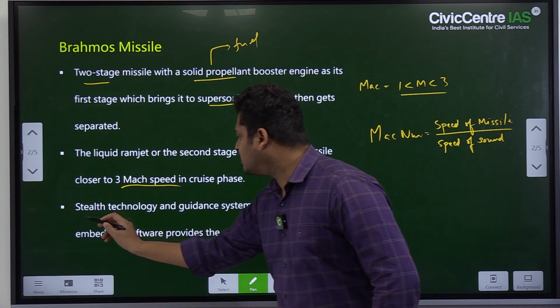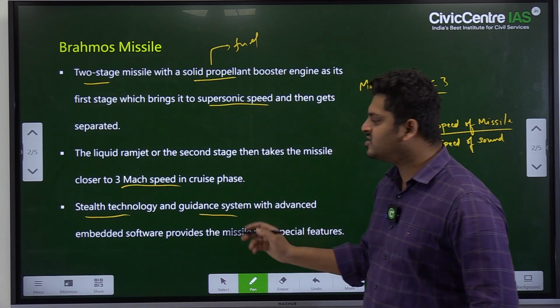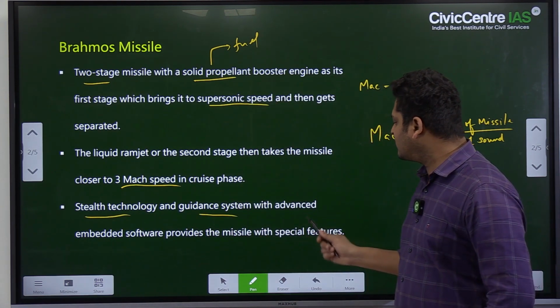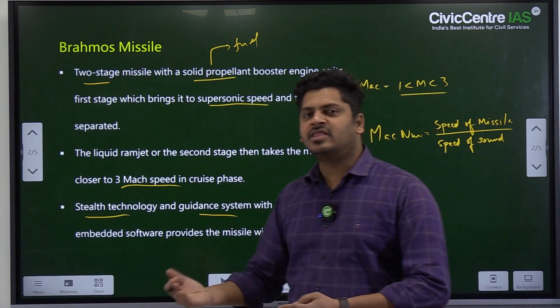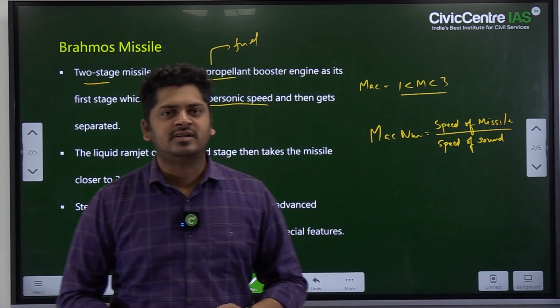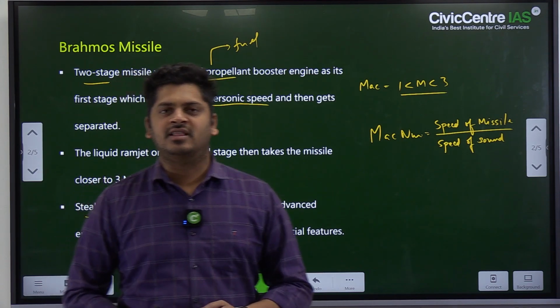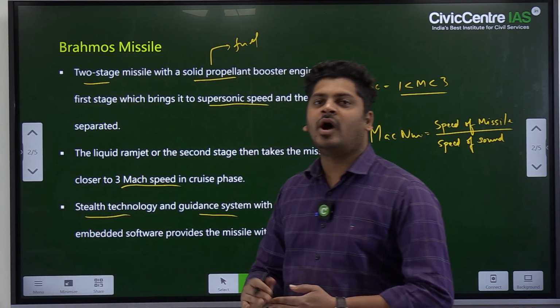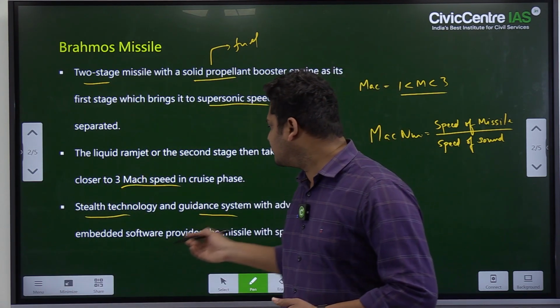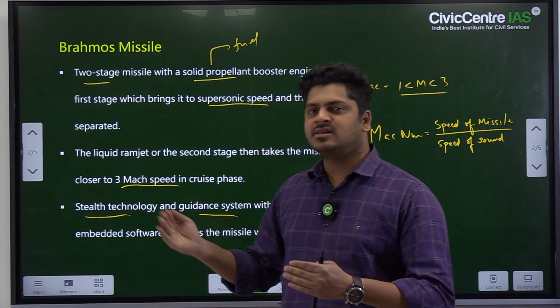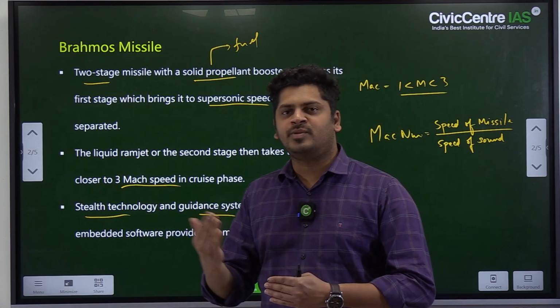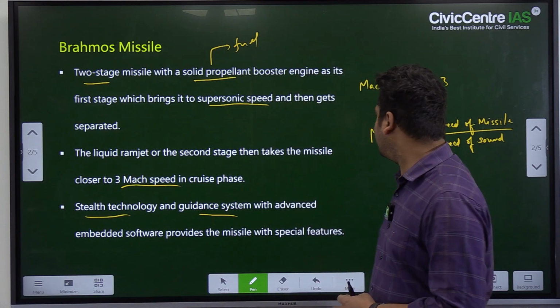The stealth technology and the guidance system with advanced embedded software provides the missile with special features. So what is this stealth technology? Stealth technology is nothing but the ability of the missile, or the missile's capability, to hide from the radar. So this is one of the special features. It means this missile is very hard to detect, or cannot be detected, by using the radar.